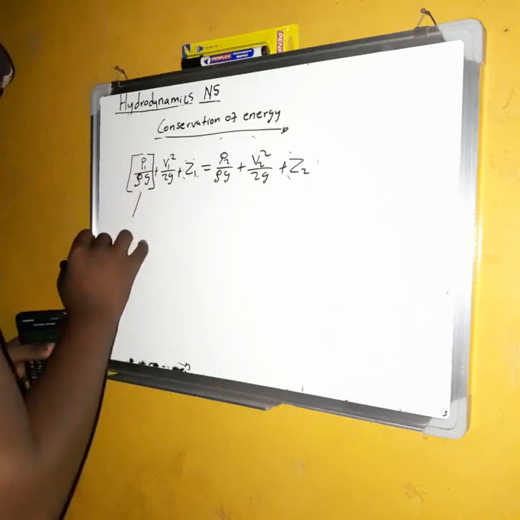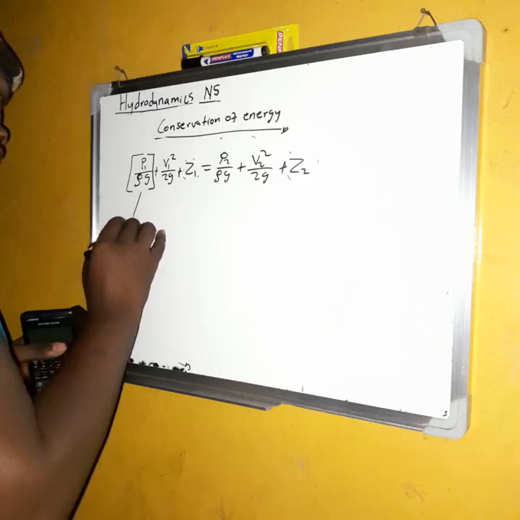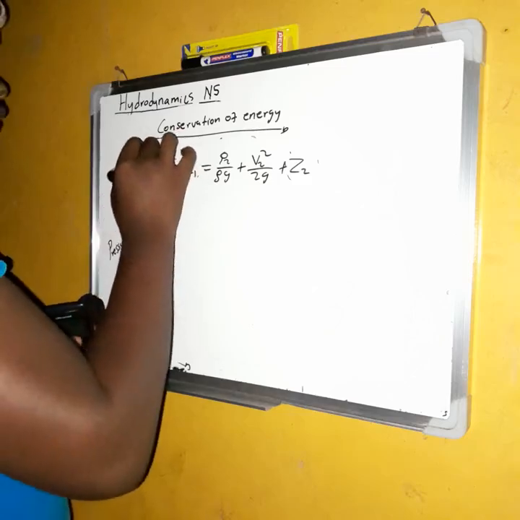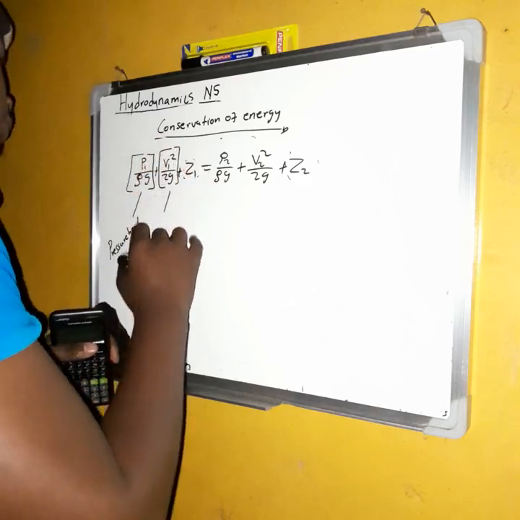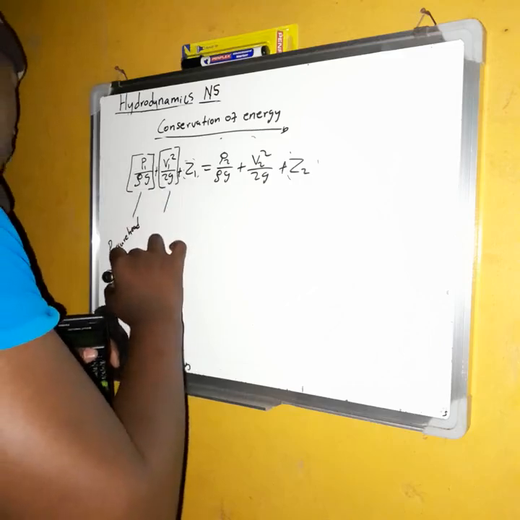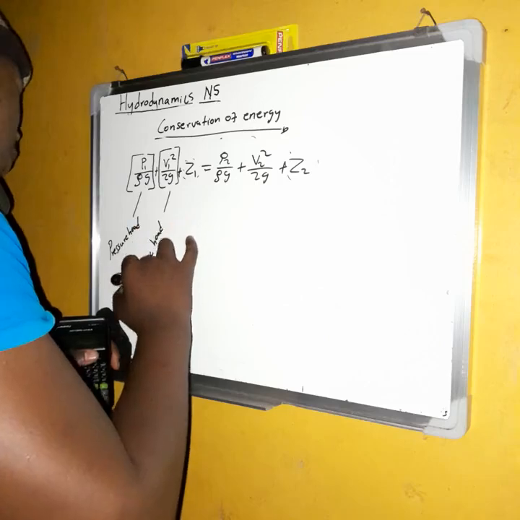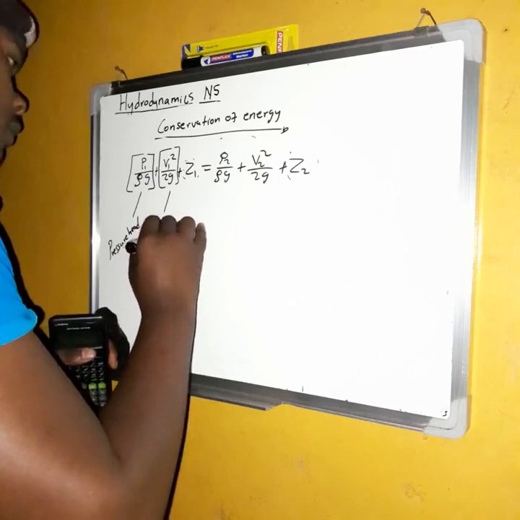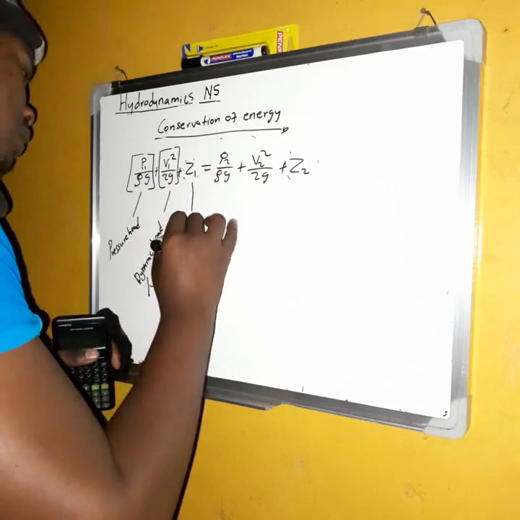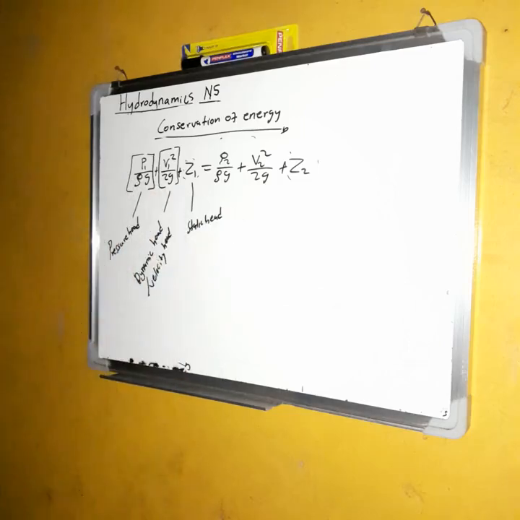This is the pressure. We call that pressure head. We call this the dynamic or velocity head. This is the static head.